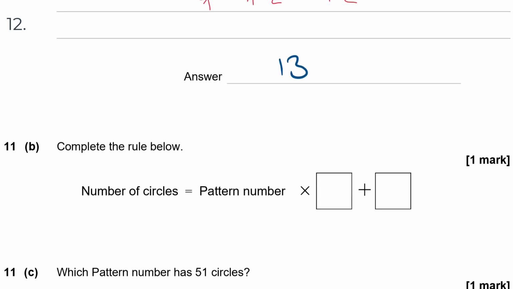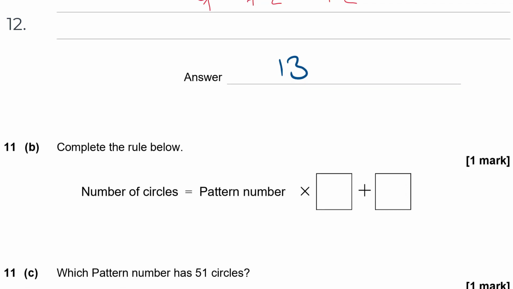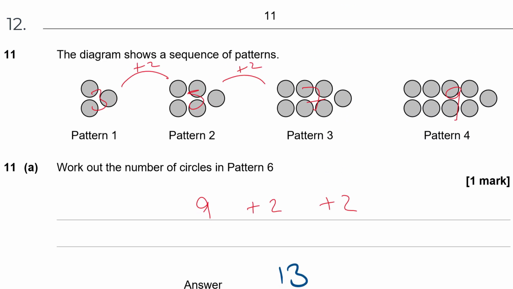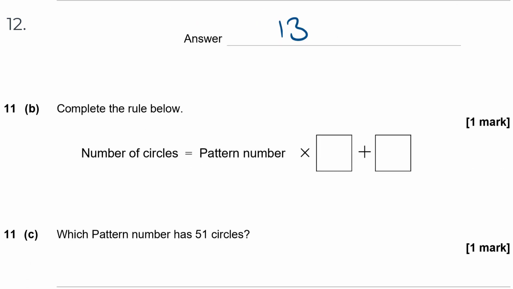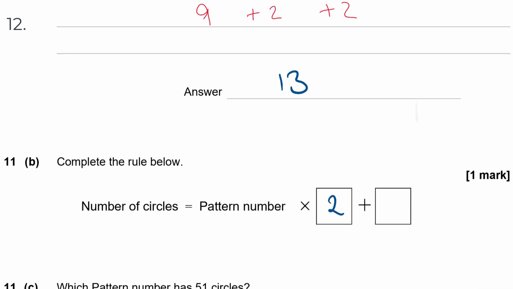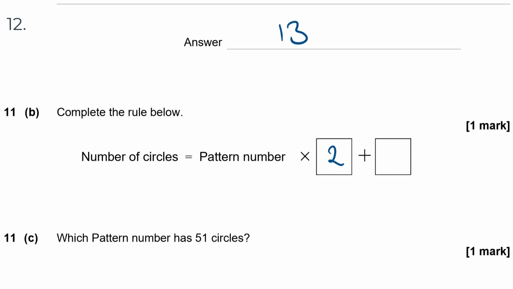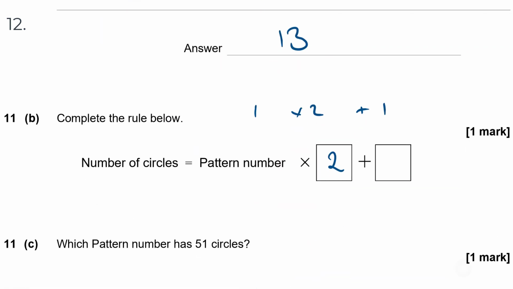Complete the rule below. Number of circles equals the pattern number times a number plus a number. Okay, basically they're asking us for the nth term of this sequence, aren't they? So this sequence is going up in 2s, so it has something to do with 2n. I'll have to multiply it by 2. And if you look at the first pattern, we've got 3 in the first pattern. So if I took the first pattern and multiplied it by 2, I'd have to add on 1 to get up to 3. So it's the pattern number times 2, add 1.